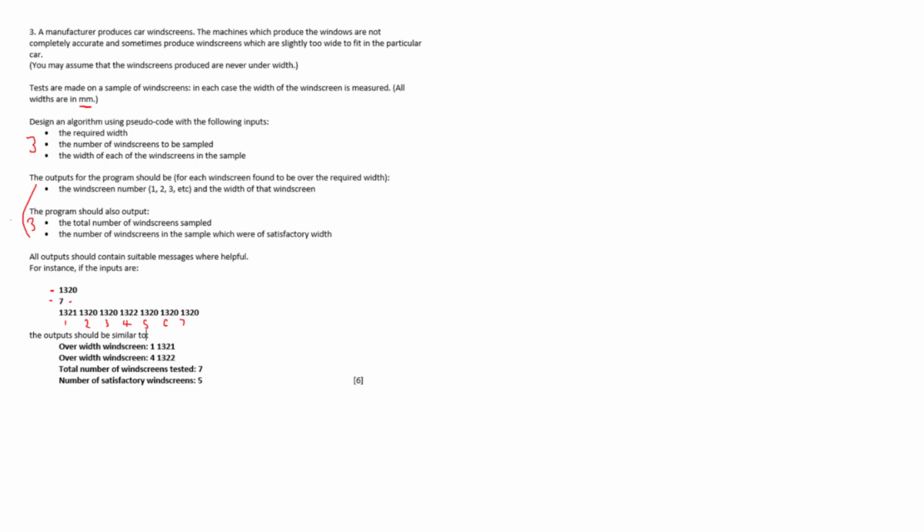Let's start with our variables. So the first thing I'm going to do is I'm going to put in here rec width. So what is the required width? And that is going to be of type integer. So that's that one. Next thing to do is the number of windscreens to be sampled. So we'll call that sample, and that is also going to be of type integer.